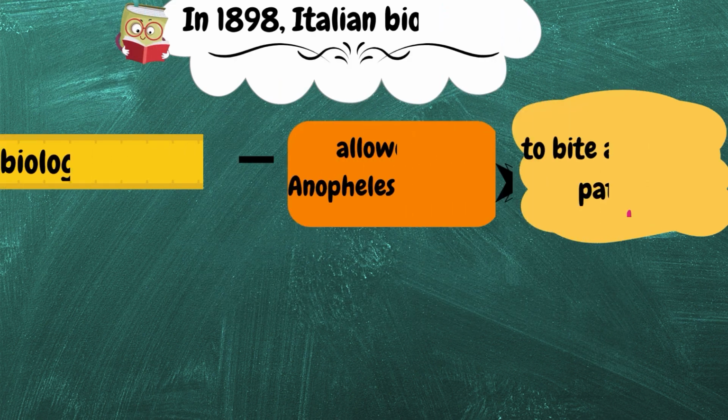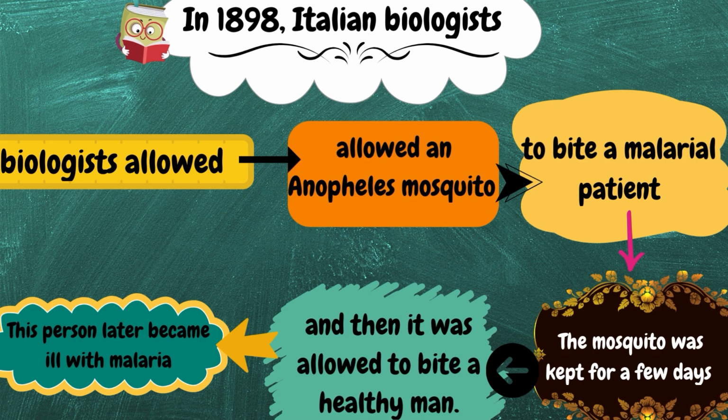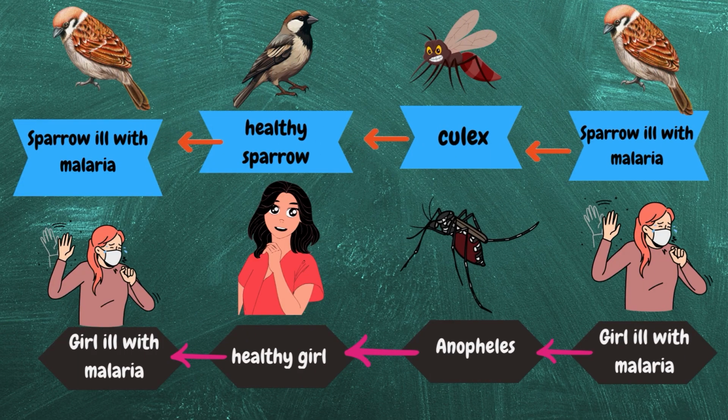In 1898, Italian biologists allowed an Anopheles mosquito to bite a malarial patient. The mosquito was kept for a few days and then it was allowed to bite a healthy man. This person later became ill with malaria. In this diagram, you can see the conduction of experiment on sparrow and human. In the sparrow experiment, malaria-affected sparrow is bitten by Culex mosquito. Then, when this Culex mosquito bites this healthy sparrow, this healthy sparrow also becomes affected by malaria. So it is proved that mosquitoes spread malaria.